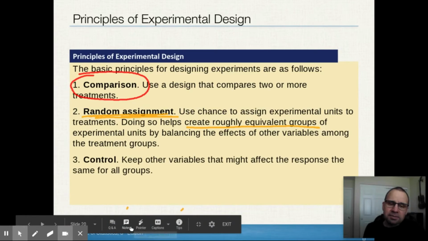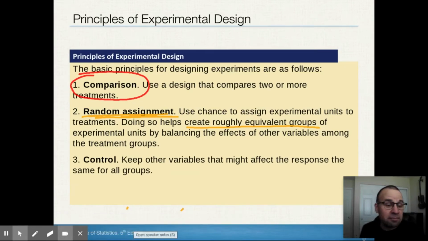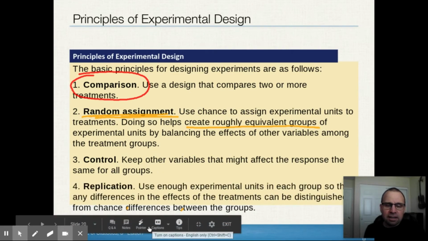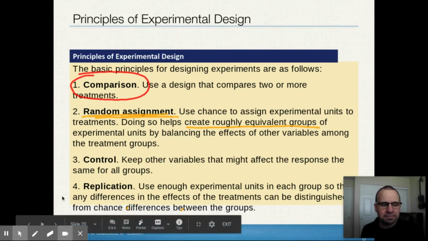Control, that keeps other variables that might affect the response the same for all the groups. And then finally is replication. You don't want to do an experiment just once, because here again, maybe that chance process that you used wasn't so random. The more you do it, the more experiments that you run, the better it is to see if A really causes B to happen.